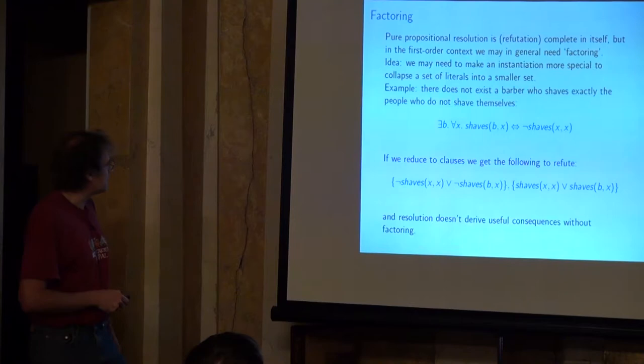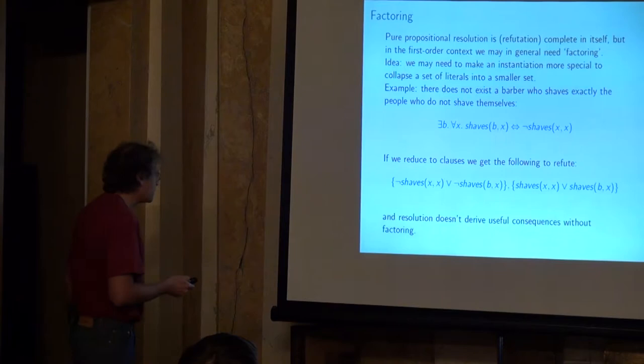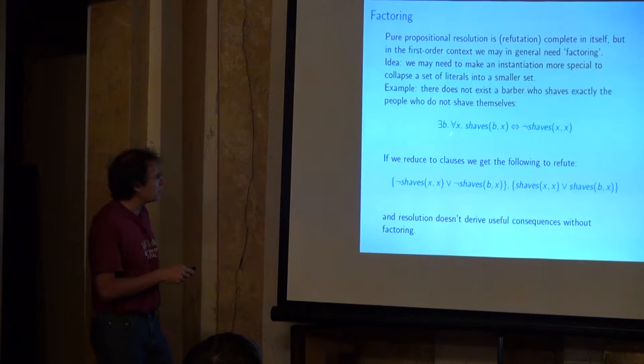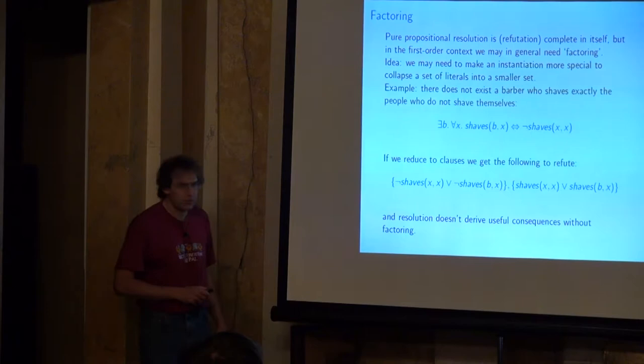So let's try to just refute this formula using naive resolution. If you reduce it to clausal form, that is, you break the if and only if into two separate clauses and you Skolemize, et cetera, and you use a Skolem function for B, you get the following pair of clauses. You get: not shaves X X or not shaves B X, and the other clause: shaves X X or shaves B X.